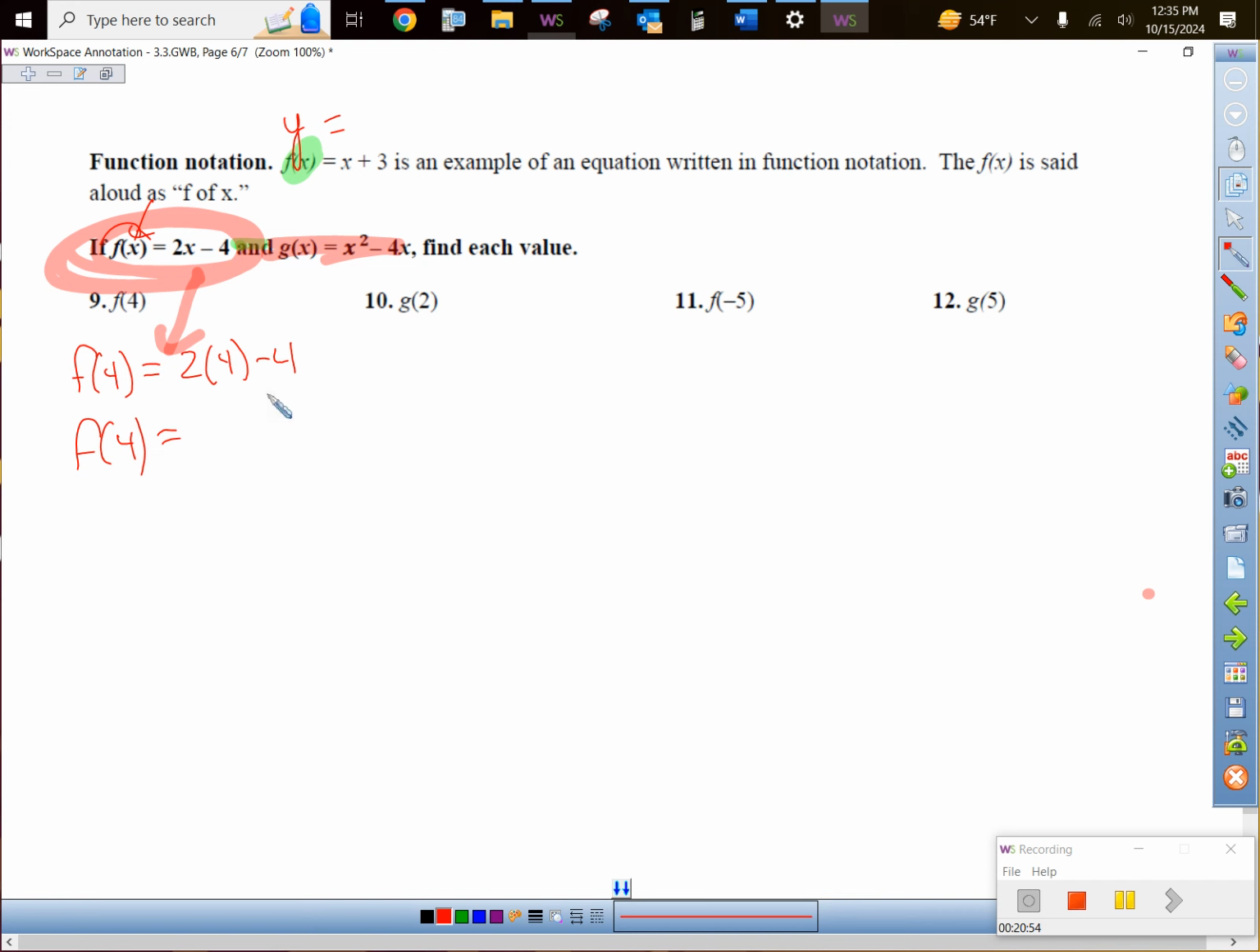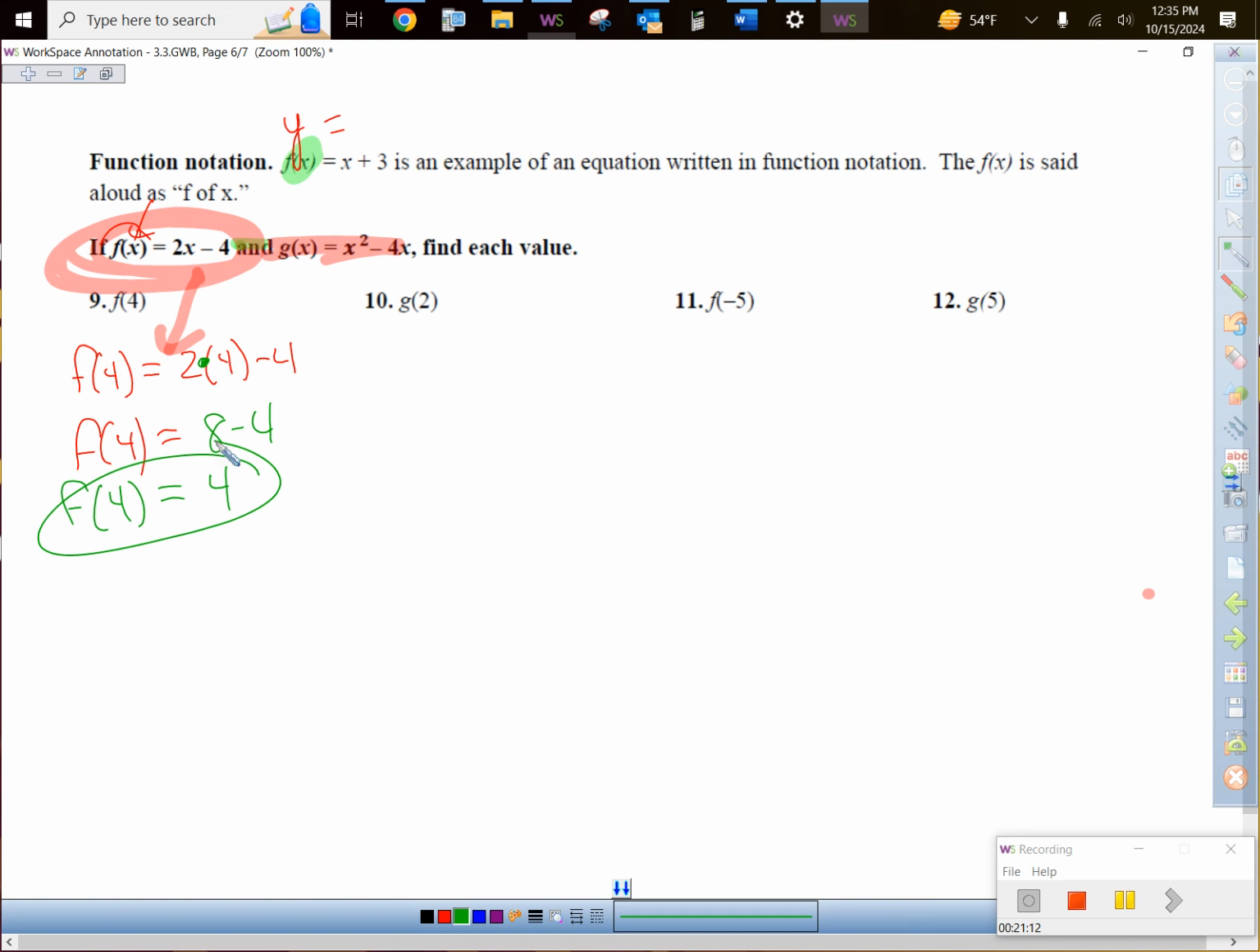And let's clean the right side up. What should I do first according to the order of operations, this multiplication or the subtraction? So that is 8 minus 4. And what is 8 minus 4? 4. F of 4 turned out to be 4. That is fancy schmancy talk for what is the function evaluated at 4 turn out to be. So we put 4 in for x.